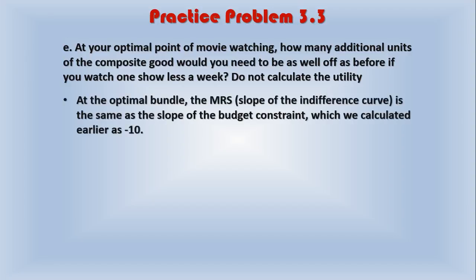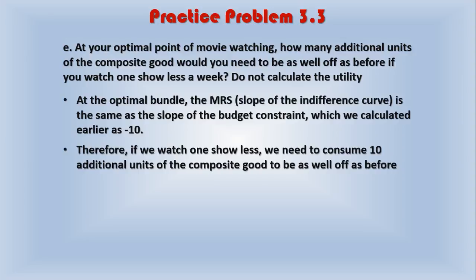So at the optimal bundle, we know the marginal rate of substitution, the slope of the indifference curve, is the same as the slope of the budget constraint, which we calculated to be -10. Therefore, if we watch one less show, we need to consume 10 additional units of the composite good to be as well off as before. That's what the marginal rate of substitution tells us.